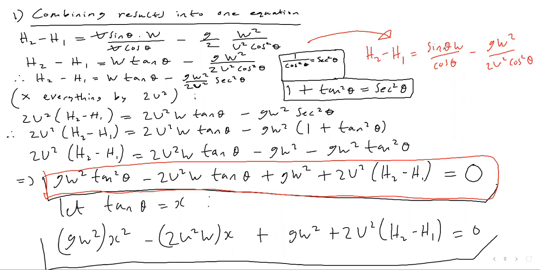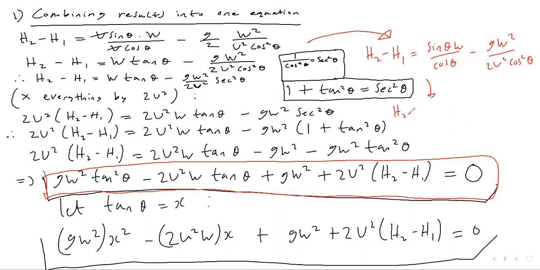So instead of converting this to tan like I've done there and converting this to sec squared, you could actually multiply both sides by this 2u squared cos squared theta. Now, if you were to do that, I know I'm running out of room a little bit, but let's try and fit this in down here.